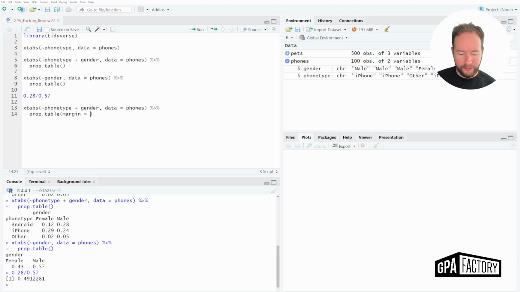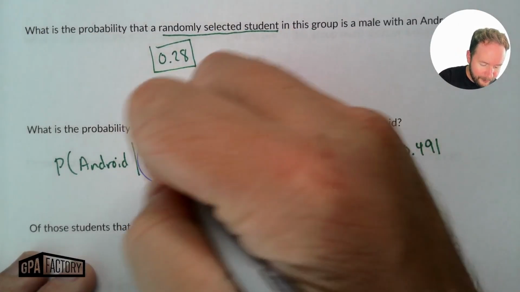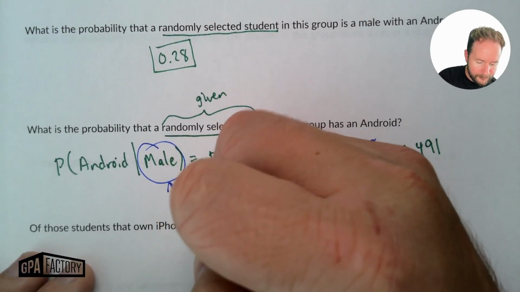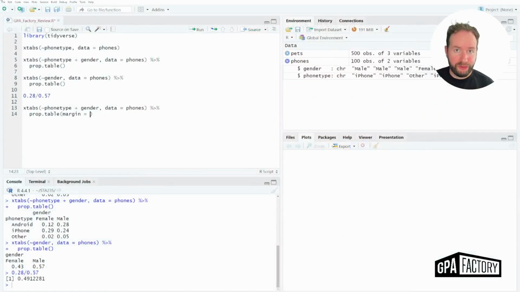So let's go back to my probability problem. It said my given was male. That's a gender. So because of that, I need to go back to RStudio. I know I keep toggling back and forth between RStudio and this write-up. I'm going to go back to RStudio and say, because gender was my given, and because gender is listed second out of these two variables, right? I have phone type plus gender. Phone type is 1, gender is 2. Well, then I'm going to say margin equals 2 because I'm supposed to condition on that.